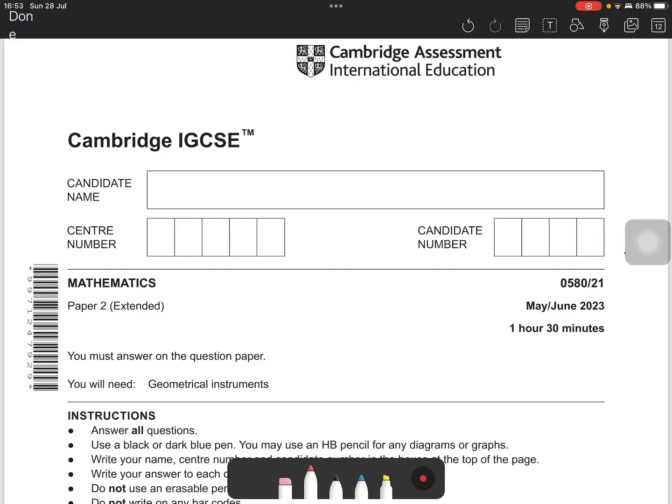Hi everyone, today I'll solve the questions in the past paper IGCSE Mathematics 0580 in May-June 2023, and this is question paper 21.